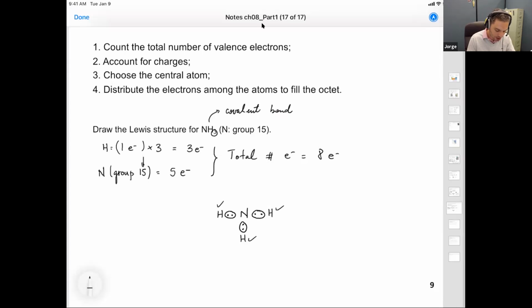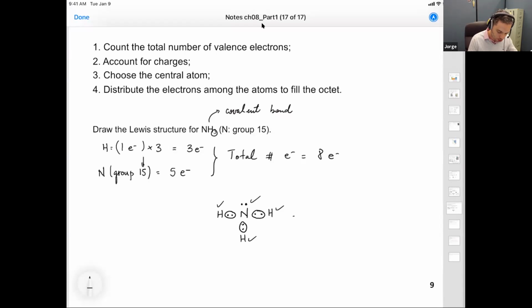However, nitrogen has only 1, 2, 3, 4, 5, and 6 electrons. That's not enough. We have a total of 8 electrons. 6 were spent to just make the bonds, so we still have 2 electrons left. We will toss them to the nitrogen. Now nitrogen has 6, 7, and 8 electrons. Okay, and then nitrogen is stable as well.